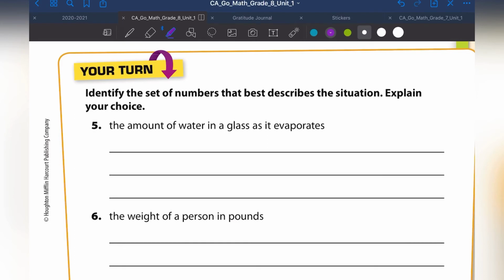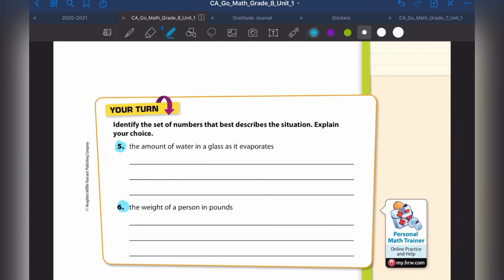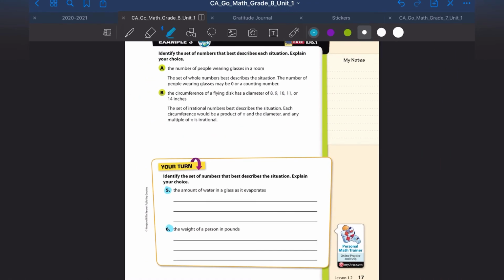Now, in this one, they're giving you a situation, and they want you to tell them which sets of numbers would apply here. So the amount of water in a glass as it evaporates. To be able to tell the amount of water, what numbers describe that situation? And then explain your choice. Again, the weight of a person in pounds, which numbers would describe that situation, and explain your choice.